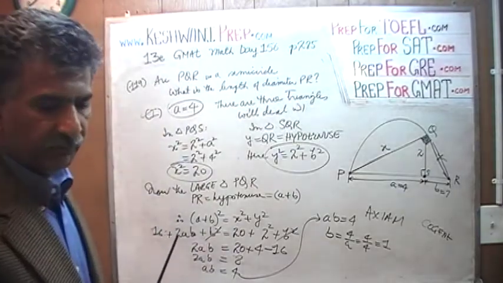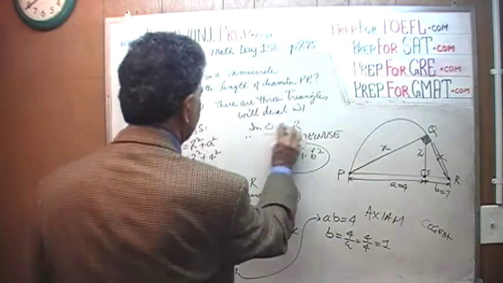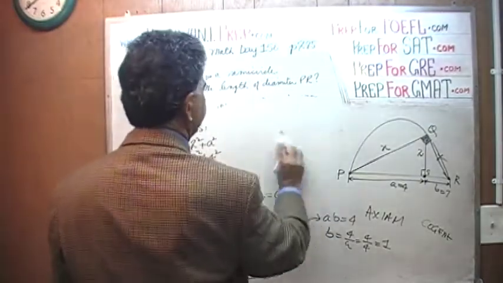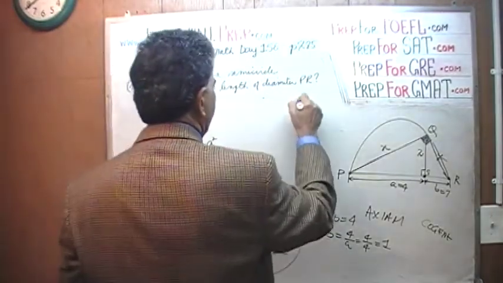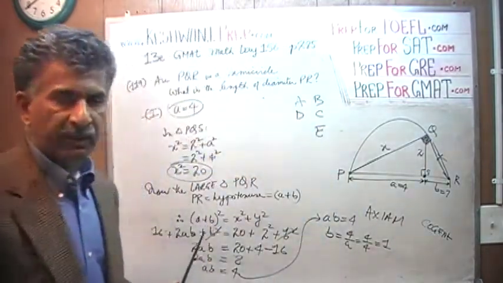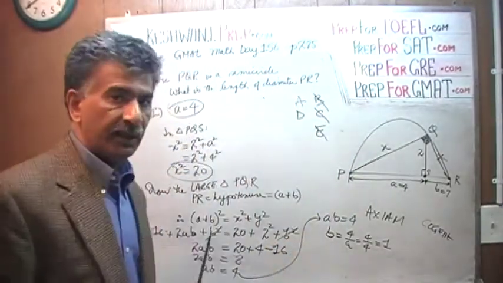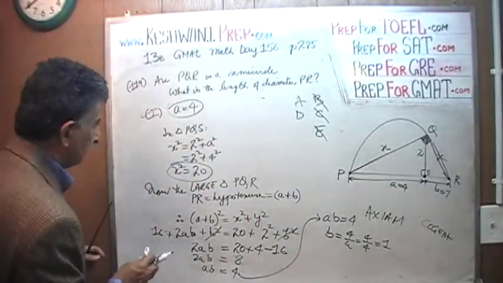The first statement by itself is sufficient. Because the first statement by itself is enough, therefore the answer cannot be B, C or E. It will have to be either A or D. There's the second statement.